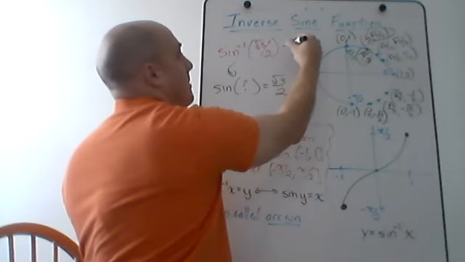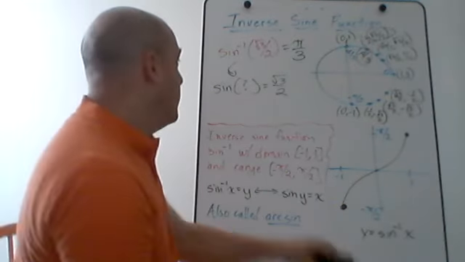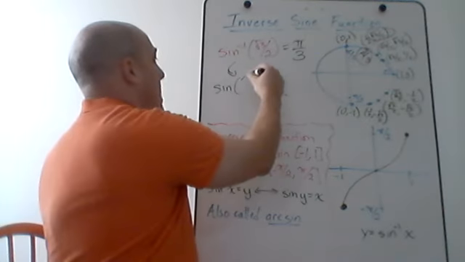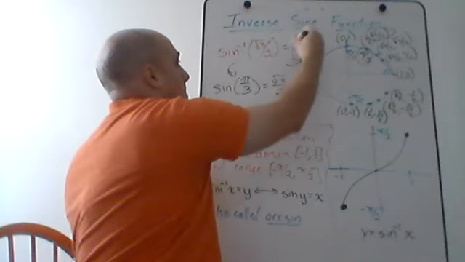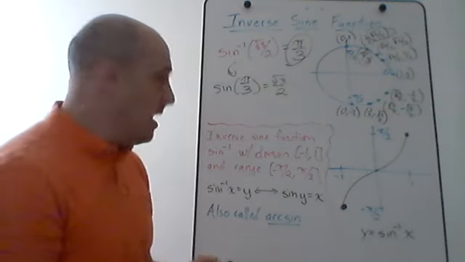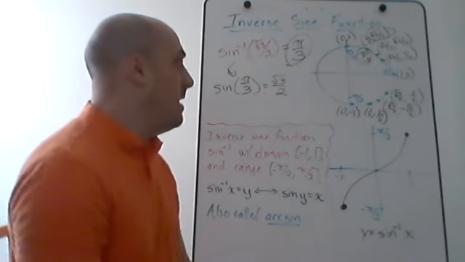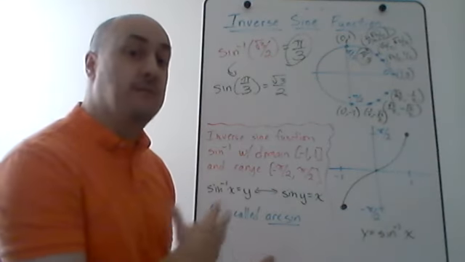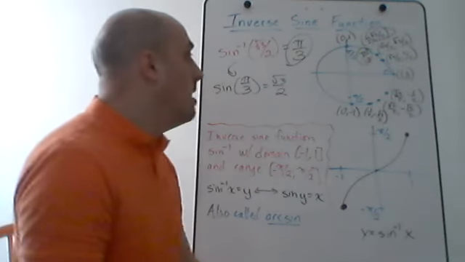So sine inverse of root 3 over 2 equals pi over 3, because sine of pi over 3 equals root 3 over 2. That's my evaluating of the sine inverse function. I'm given the output, and I have to find the input value for the sine function that gives me that output, that gives me this y-coordinate for my terminal point on the unit circle.